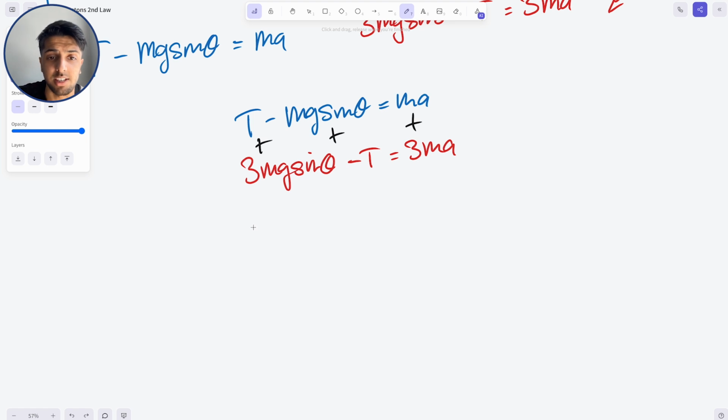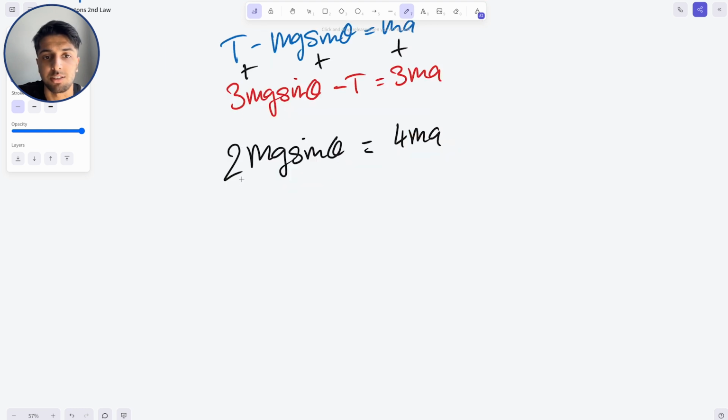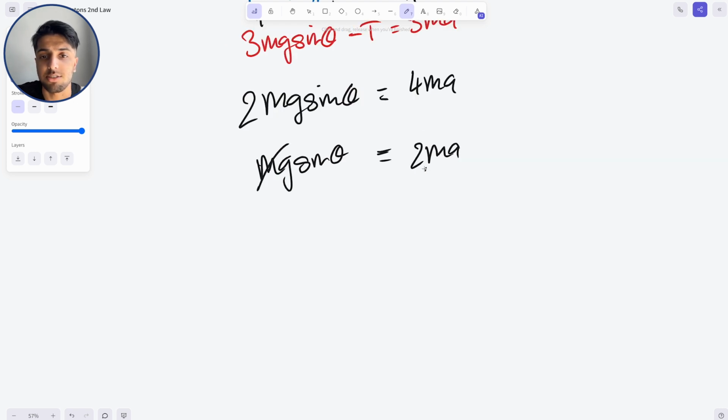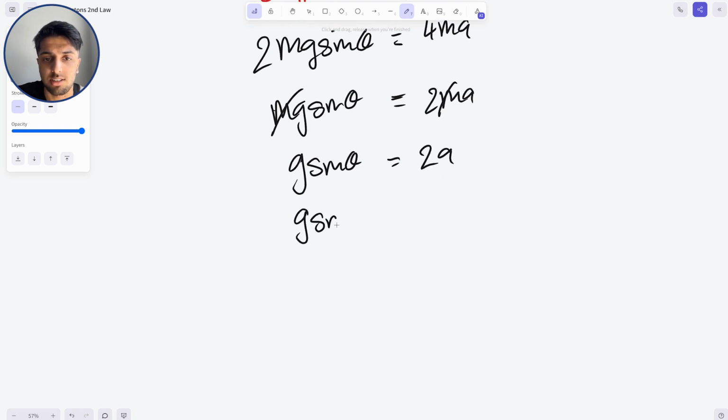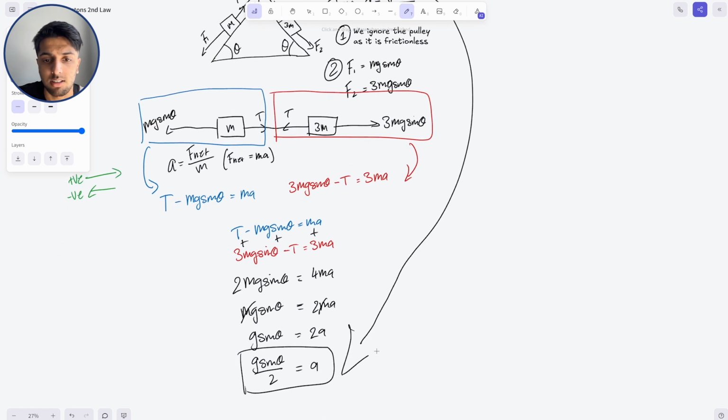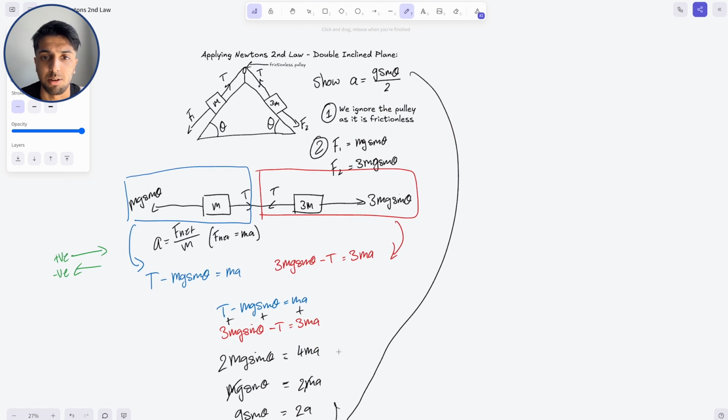Adding these two together, we get 2mg sine theta is equal to 4ma. Then we can divide both sides by 2 to get mg sine theta is equal to 4ma over 2, which can be simplified to 2ma. As both sides have mass on them, we can cancel out the m's to get g sine theta equals 2a, and then we get g sine theta over 2 is equal to a. And that is the same thing as above.